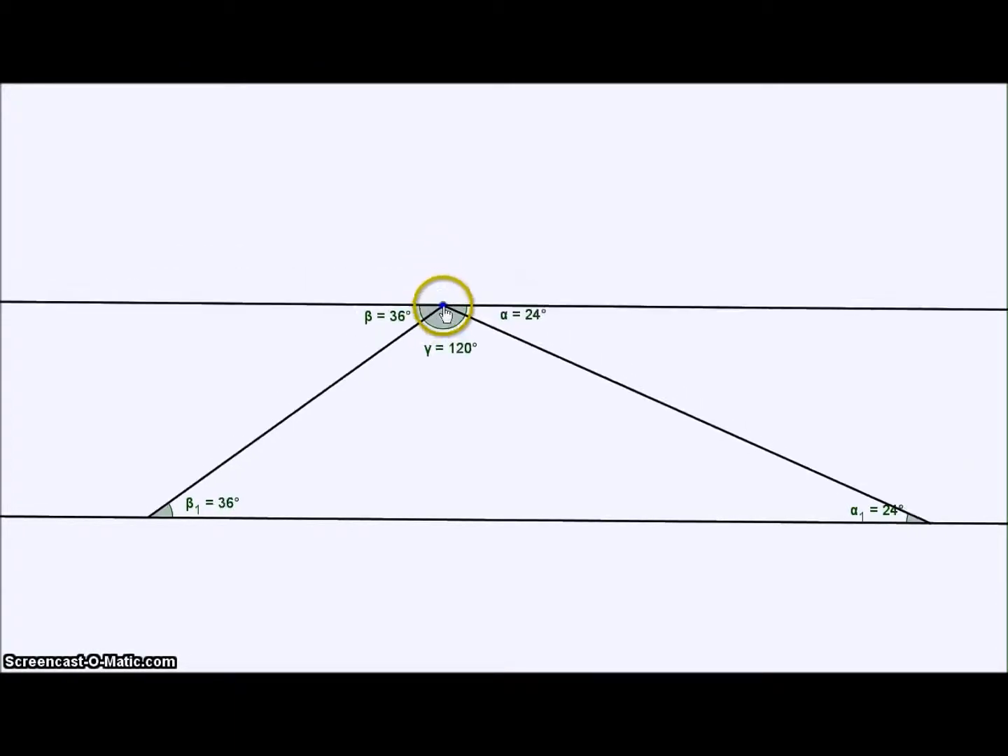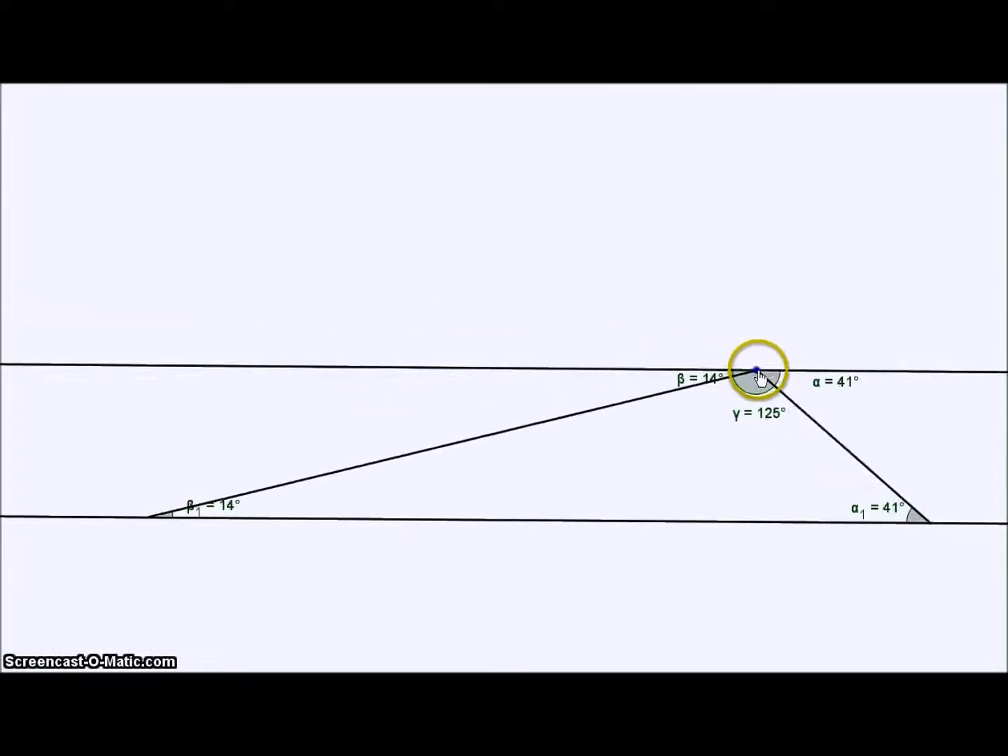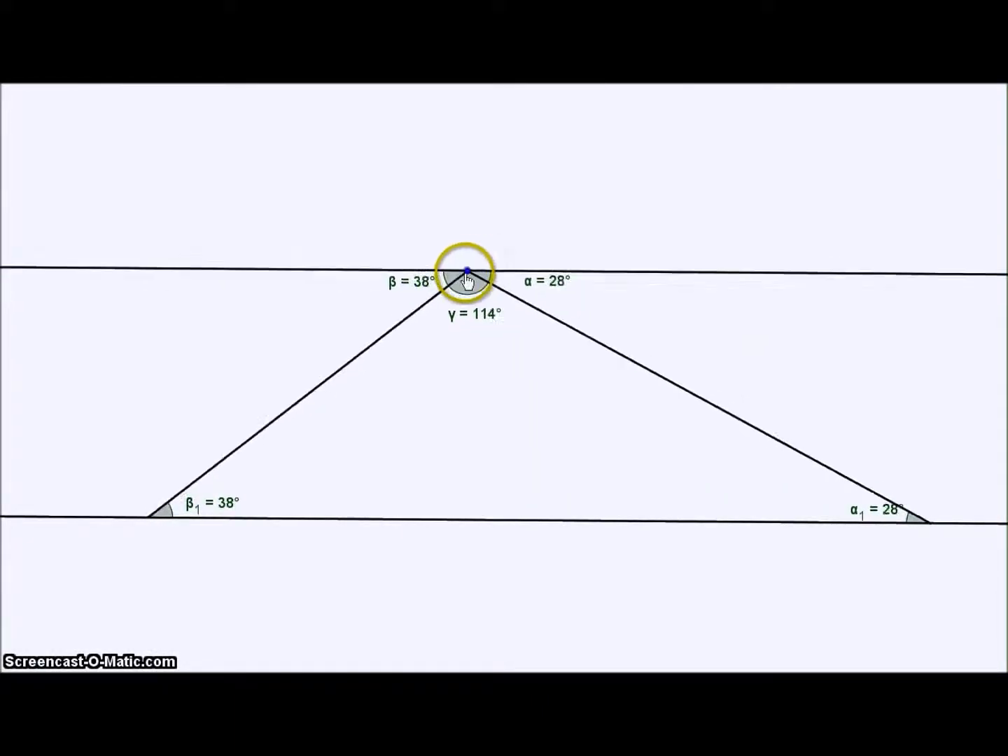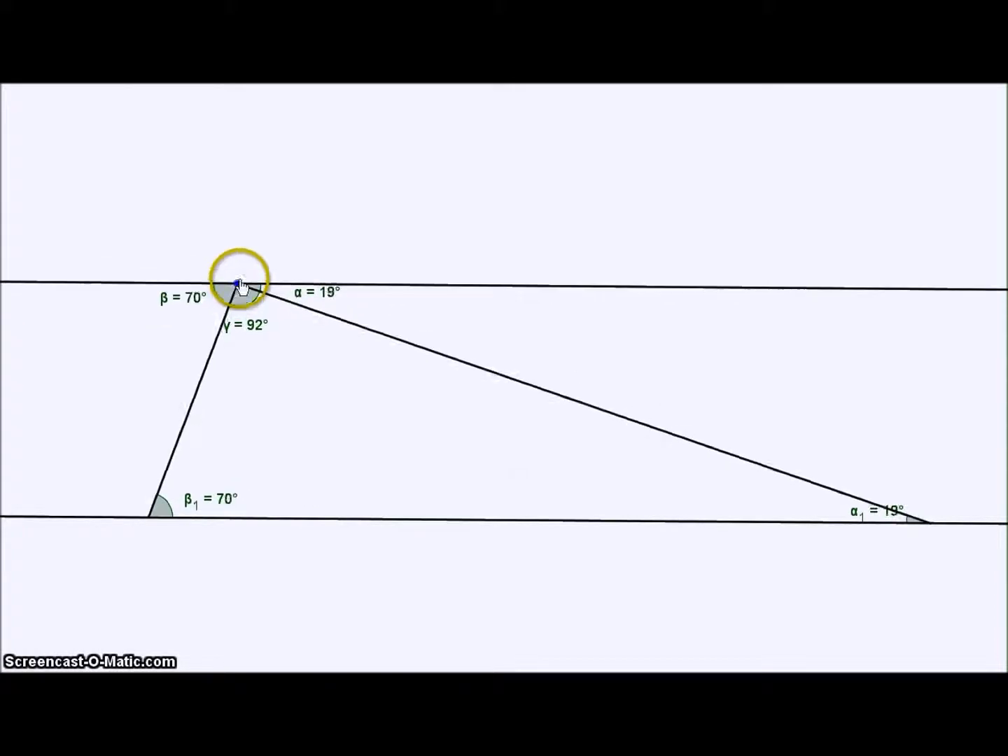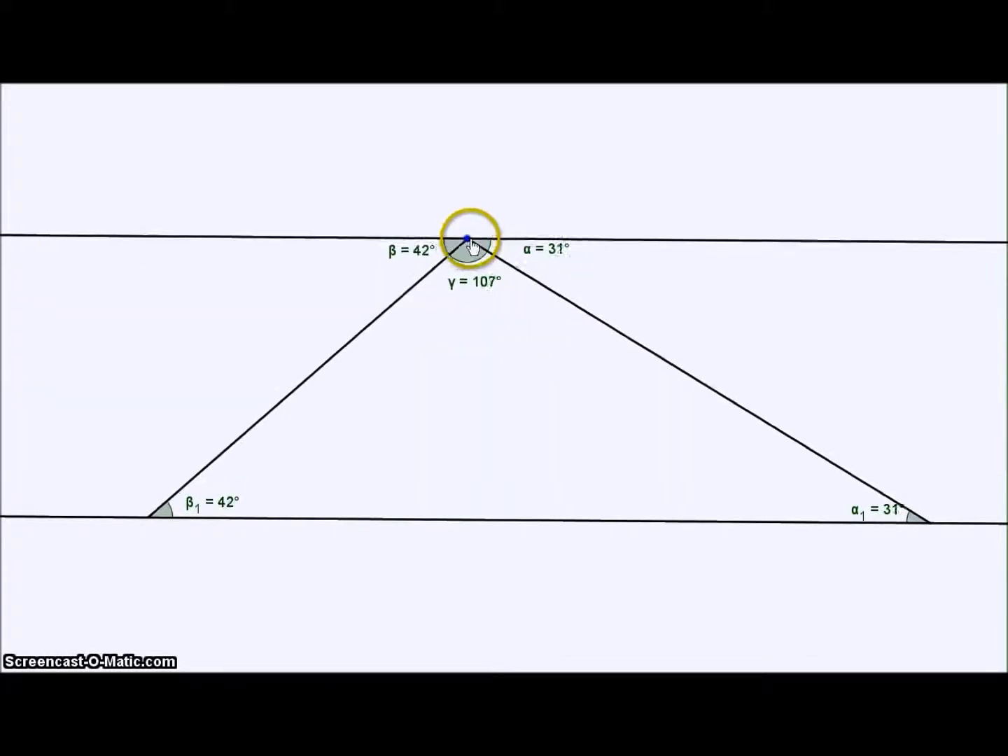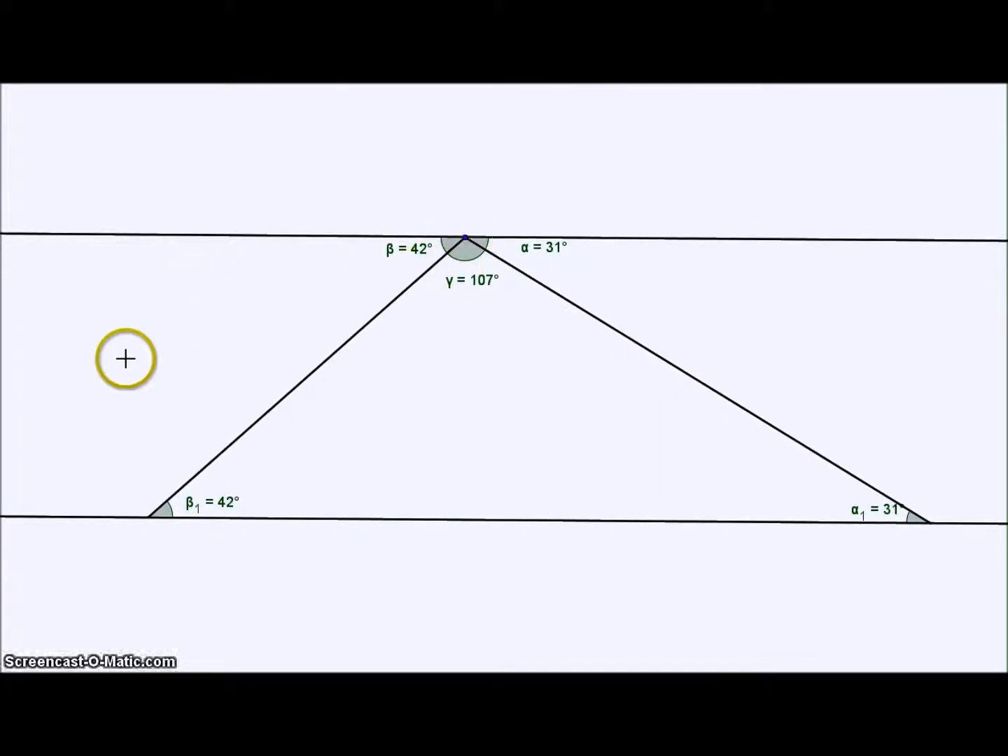Let's see what happens if we move this around a little bit. We'll move it down and up, and we'll see that no matter how we change this triangle, we will always have our 180 degrees. And so we've geometrically proven that the sum of the internal angles of a triangle add up to 180 degrees.